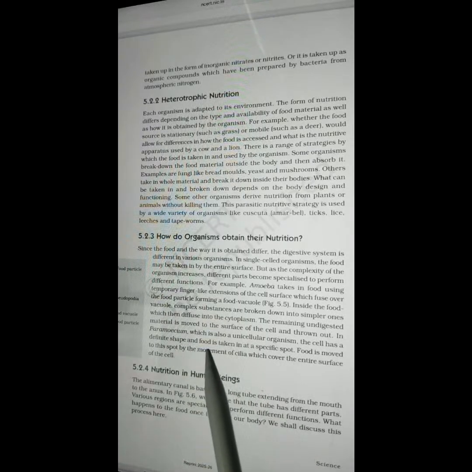In paramecium, which is also a unicellular organism, the cell has a definite shape and the food is taken in at a specific spot. Food is moved to this spot by the movement of cilia, which cover the entire surface of the cell.